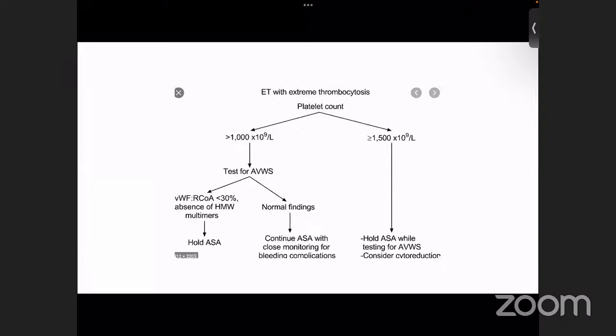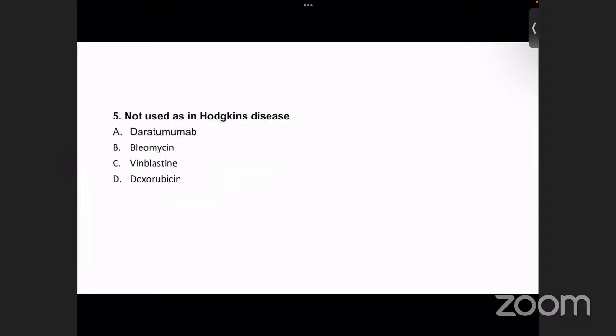Okay, so ET is risk stratified accordingly: low risk, very low risk, intermediate, high, very high risk. This is based on whether you have a thrombosis or not, whether your age is above 60 years old. So accordingly, you can guide your treatment, whether you need just observation, or antiplatelets, or cytoreduction like hydroxyurea and anagrelide, etc. Okay, so here the answer is acquired von Willebrand disease.